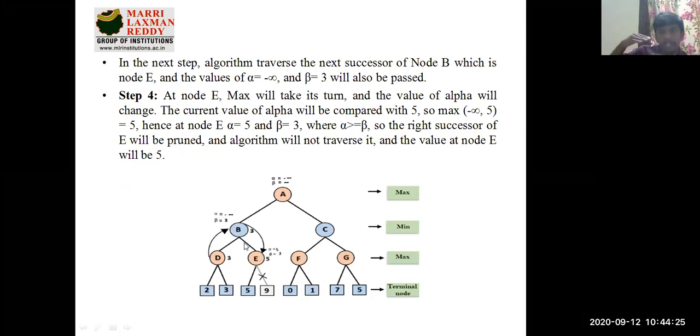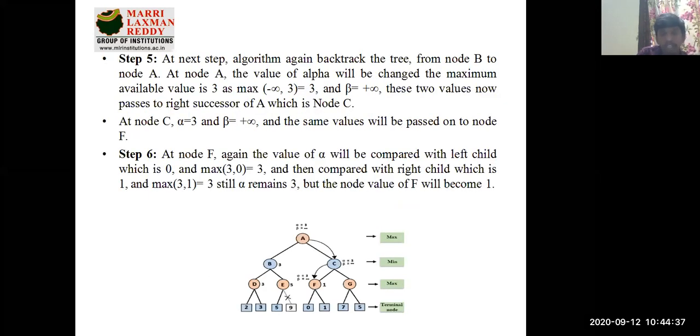Once you are backtracking from bottom to top, the values of alpha and beta will be updated at each level or each node. So with respect to that, you can see in your tree here, the values at root node are updated to alpha equal to 3 and beta equal to infinity. Now the same values will be passed to your next node called C. At node C, alpha is equal to 3 and beta is equal to plus infinity, and the same values will be passed again to F. From A, the values are passed to C, and the same values will be passed from C to F.